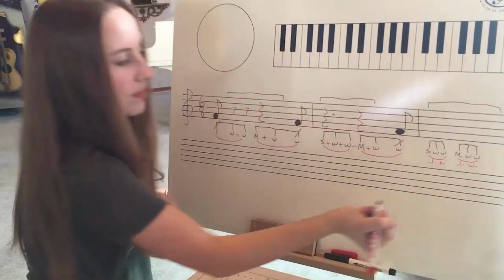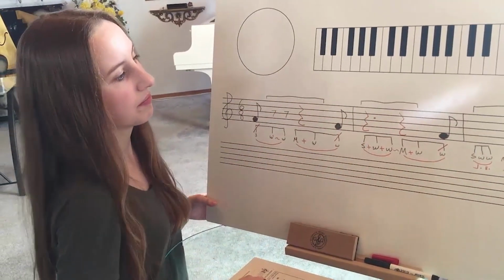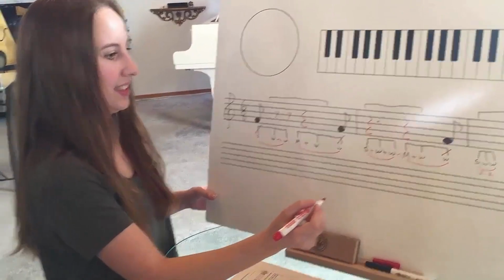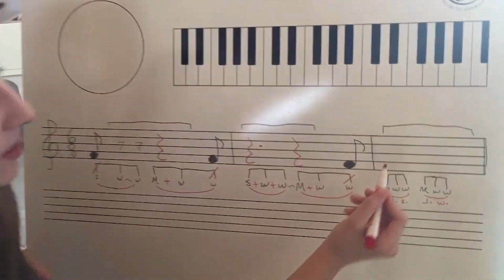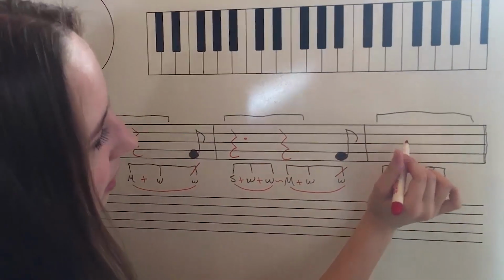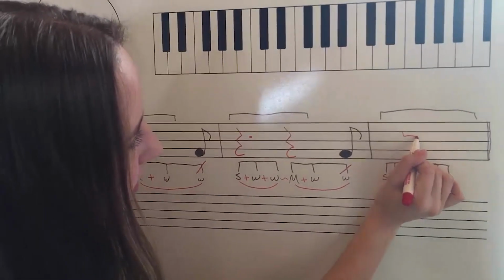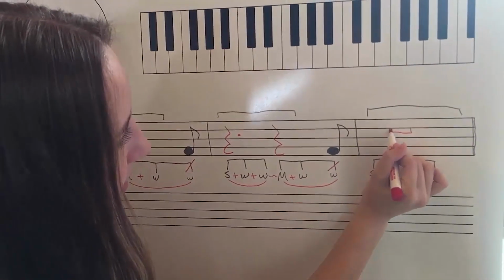Okay, and what kind of a rest is going to fill the whole measure? A whole rest. And he always hangs from? From the 4th line. Falls into party space 3.